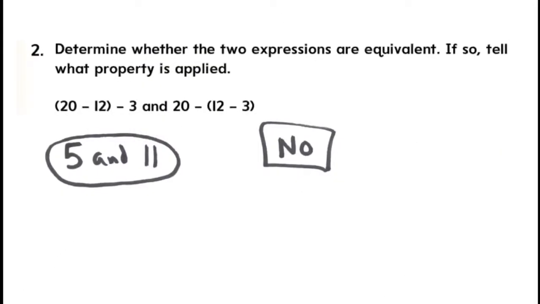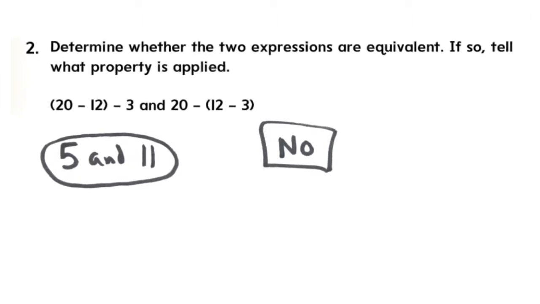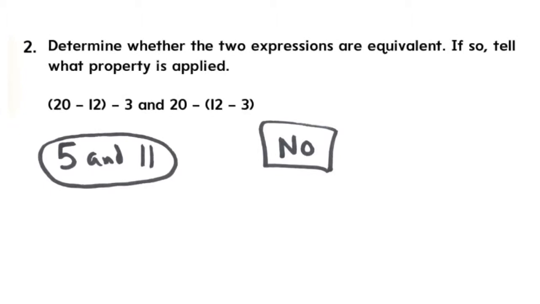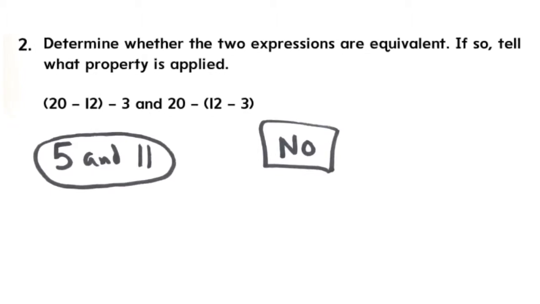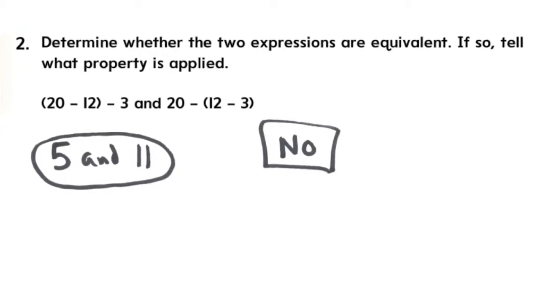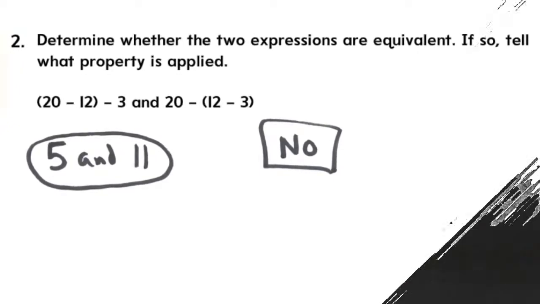In these expressions, you'll notice that you will not get the same answer on each side. On the left, you'll end up getting 5, and on the right, you'll end up getting 11. So when they ask you, are these expressions equivalent, the answer would be no, which also means that there was no property applied to them.